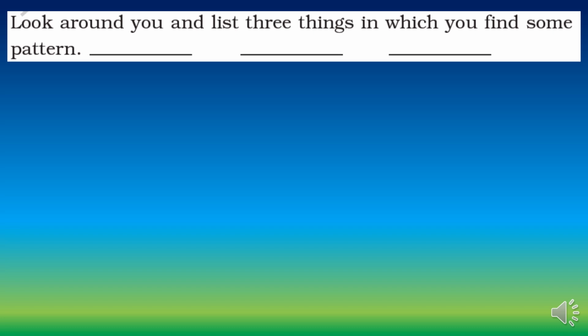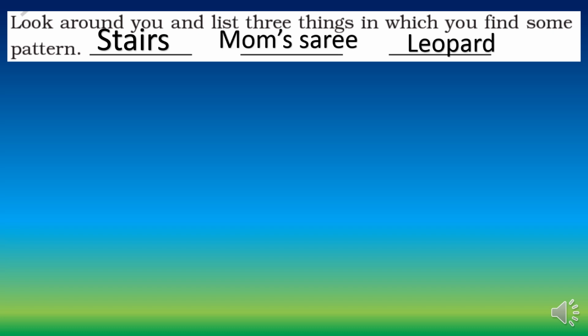Look around you and list 3 things in which you find some pattern. So you can see so many things around you, like clothes, nature, and many things, right? So you have to list 3 things. I am giving you 3 examples. You can write your own examples also, like stairs, pattern in your mom's sari, and print on the leopard.